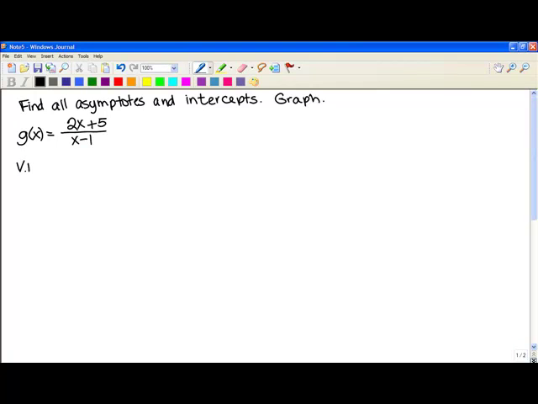First, we'll find the vertical asymptote. To find a vertical asymptote, we set the denominator equal to 0 and solve for x. So our denominator is x minus 1, and when we add 1 to both sides, we get x equal to 1. This is where we have a vertical asymptote.